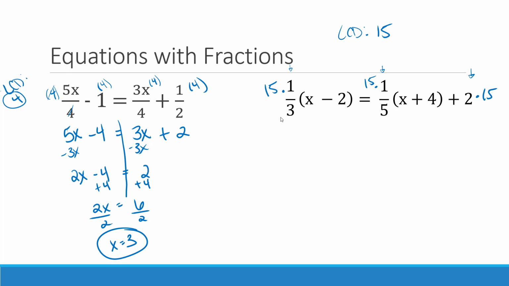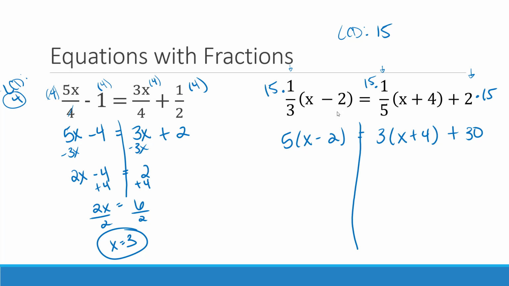If you do 15 times 1/3, you're going to get 5. Notice I just brought the parentheses down. If I do 15 times 1/5, I'm going to get 3. Bring the parentheses down. And then 2 times 15 is going to give me 30. Now that looks a lot nicer to solve than the original equation.